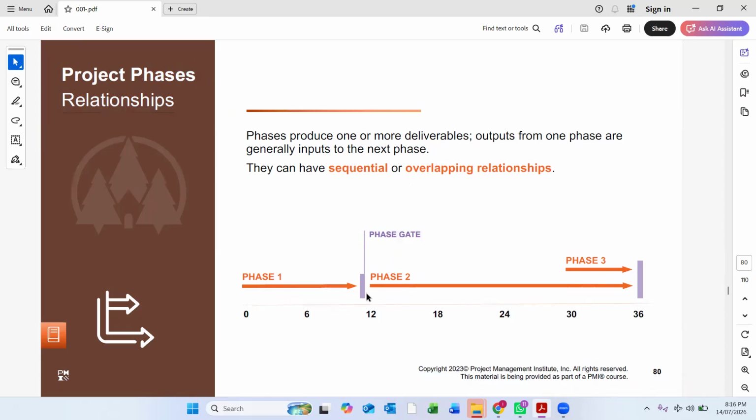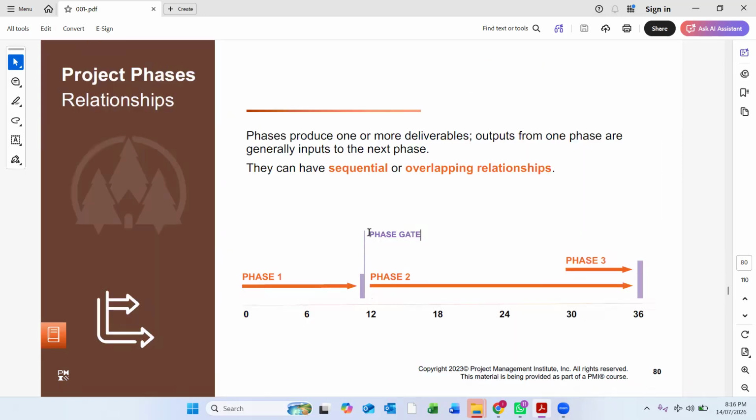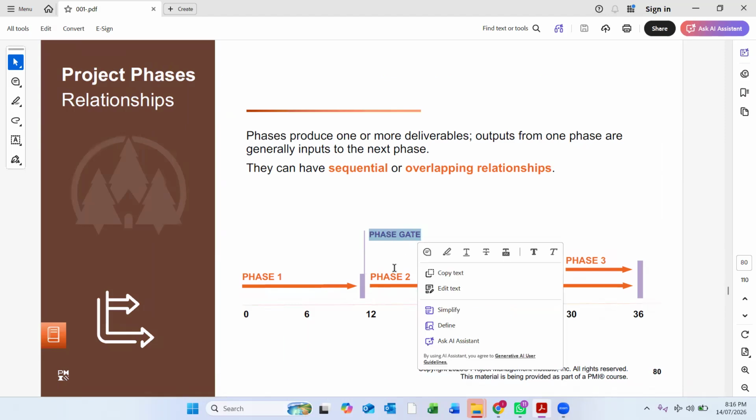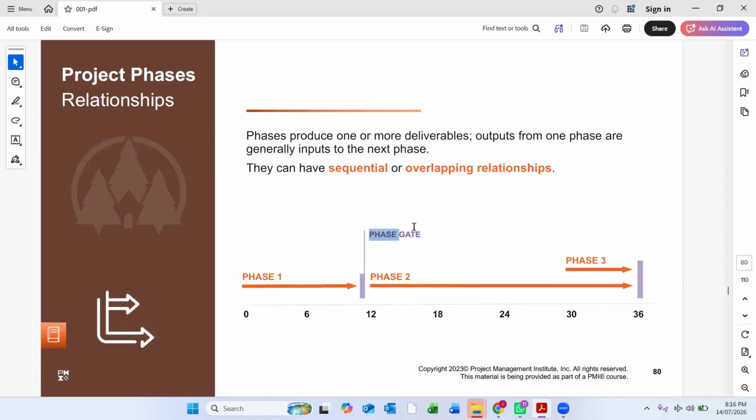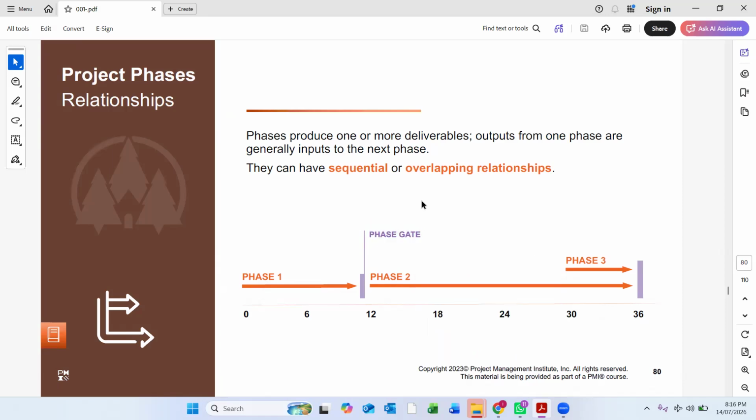Who will do the phase gate review, sir? Both the project manager and stakeholders, or who will decide the phase gate? Who is the sponsor of the project? The sponsor of the project will decide, but there should be feedback from the specialist to the project owner or the sponsor to continue or not to continue.